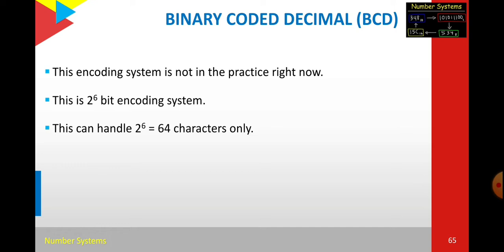In 1 mark questions, they will ask like this: how many characters can be represented in binary coded decimal format? So you must remember for each and every encoding system how many bits are used and how many total characters you can represent. In binary coded decimal format, it is a 6-bit encoding system, 2 power 6, and you can represent only 64 characters.